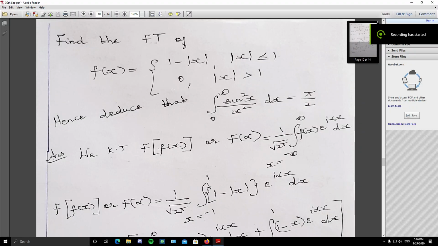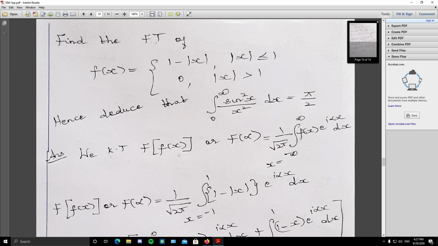Now we have another problem on finding Fourier transform, and deduce. Whenever you have a question on finding Fourier transform with evaluate or deduce, you have to do the inverse also. The method is same. So as you did for the first problem, which I did in the last class, you write the definition, start with the definition.